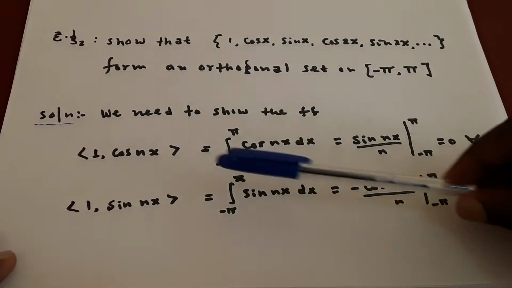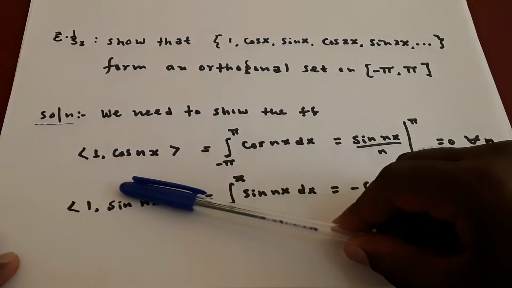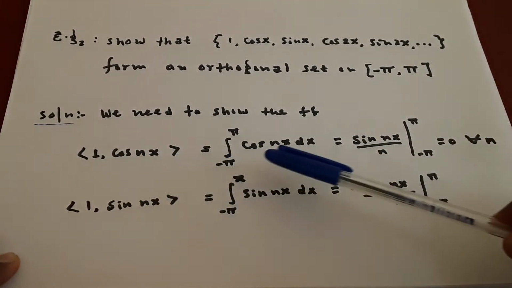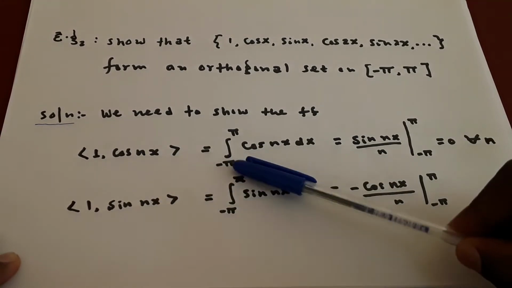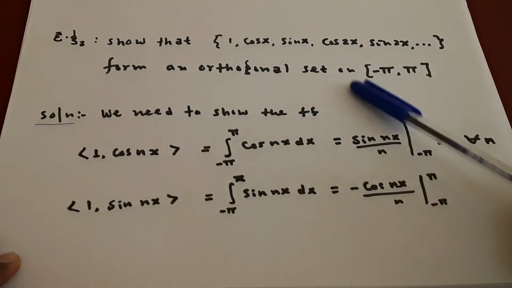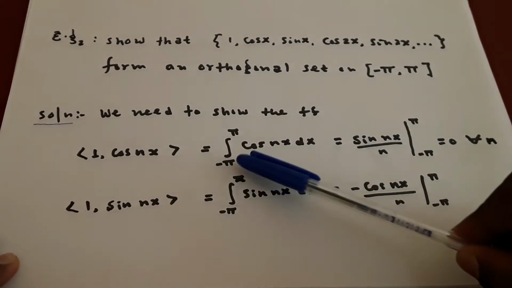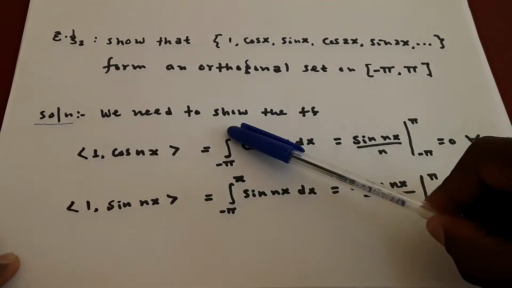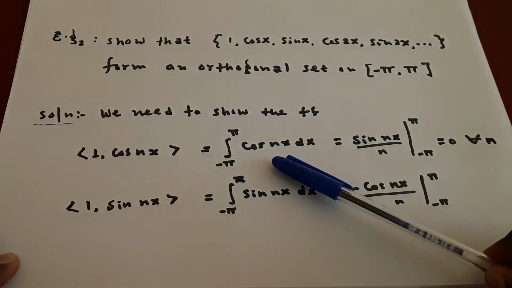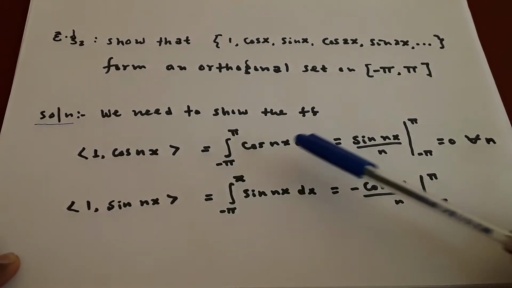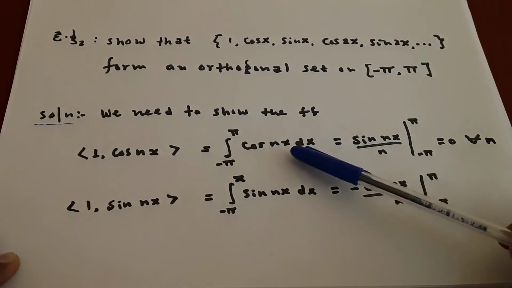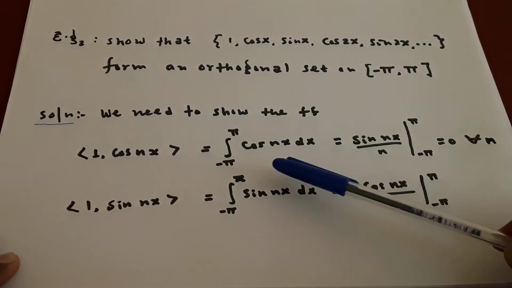So starting from 1 with cos nx, let's look at what that means. The inner product of 1 and cos nx is defined by the integral from minus pi to pi, because we are working with orthogonality on this interval. So this is the definite integral from minus pi to pi of cos nx dx, computed through substitution, letting nx be t or any dummy variable.